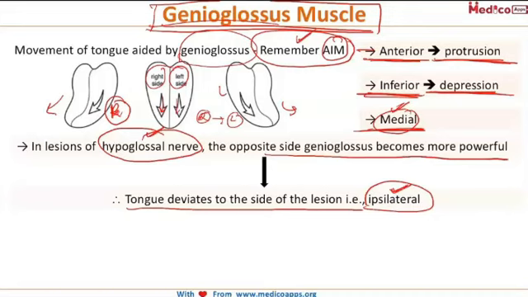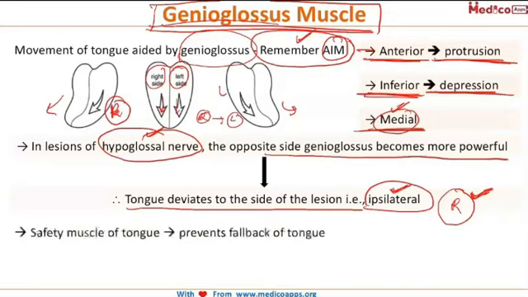Okay, so if there is a right sided lesion of the hypoglossal nerve, then the larynx will move to the left side, because the right side laryngeal muscles that were supporting the laryngeal cartilages were not moving. So another fact you have to remember about the genioglossus muscle is that it is the safety muscle of the tongue. It prevents the fallback of the tongue.